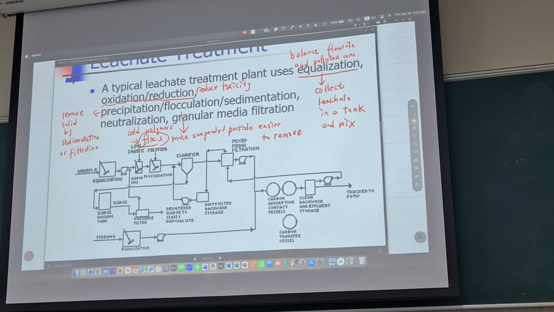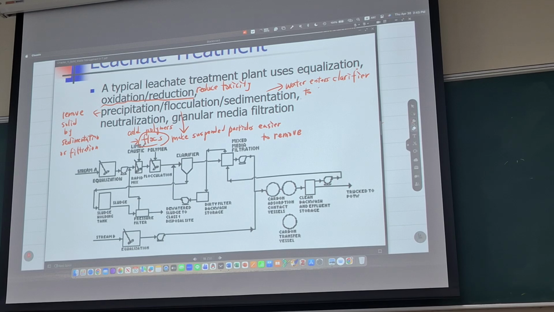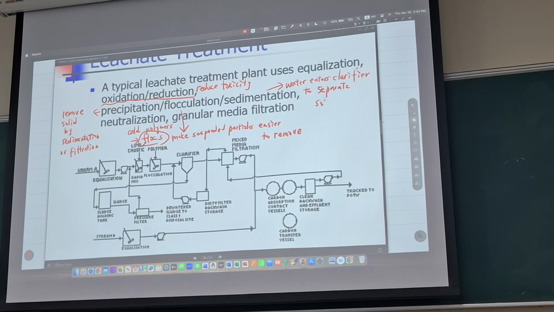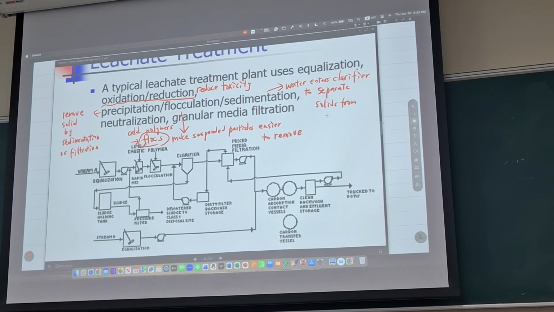So after flocculation is sedimentation. That means water will enter clarifiers. Water will enter clarifiers to separate solids from liquid.